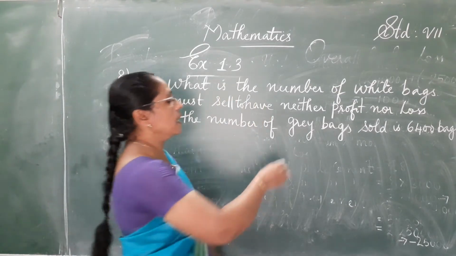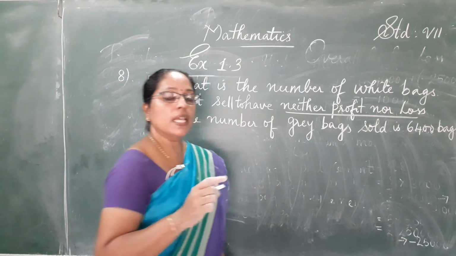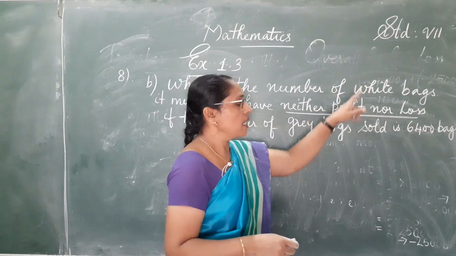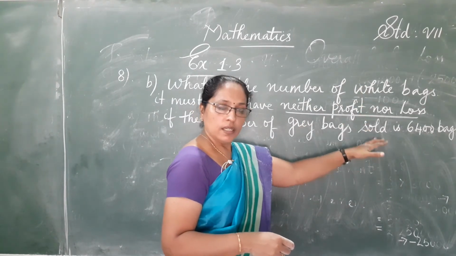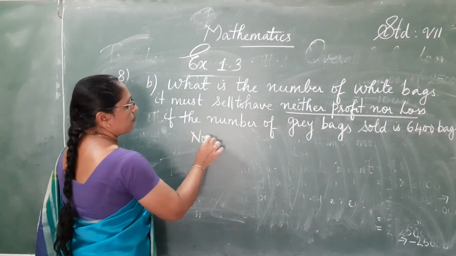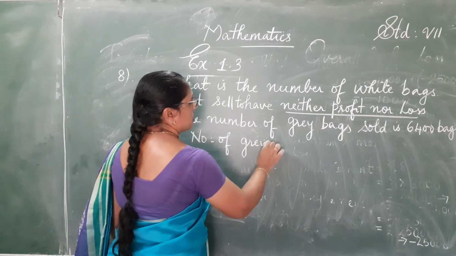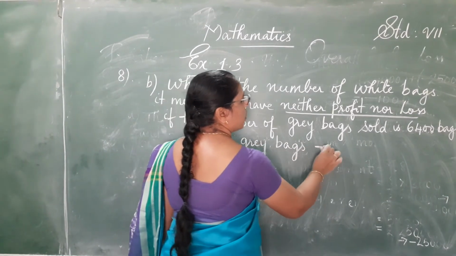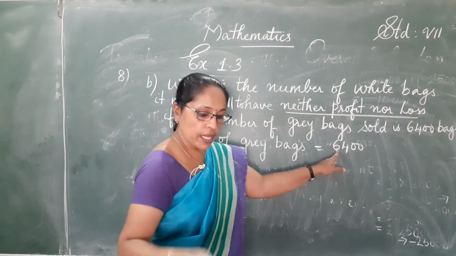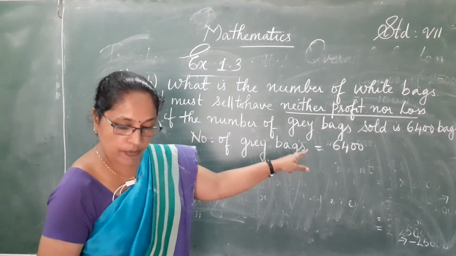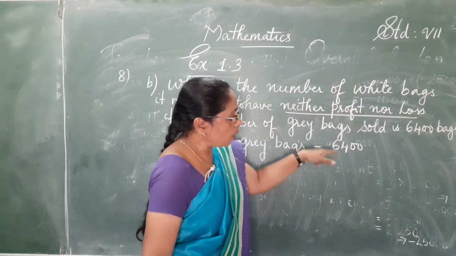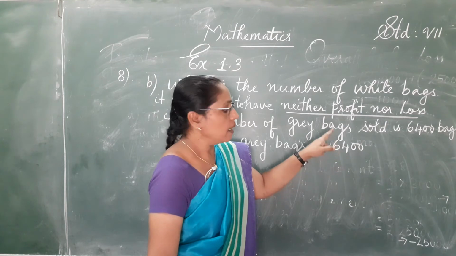But in second case, it is saying no profit, no loss. When we say no profit, no loss, that means the amount should be same for white bags and the amount should be same for the grey bags. Okay. So here, number of grey bags is equal to 6,400. And we know that profit on one white bag is rupees 8 and loss for one grey bag is rupees 5.